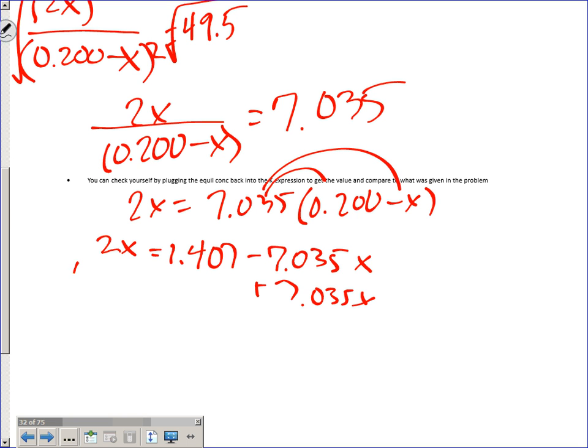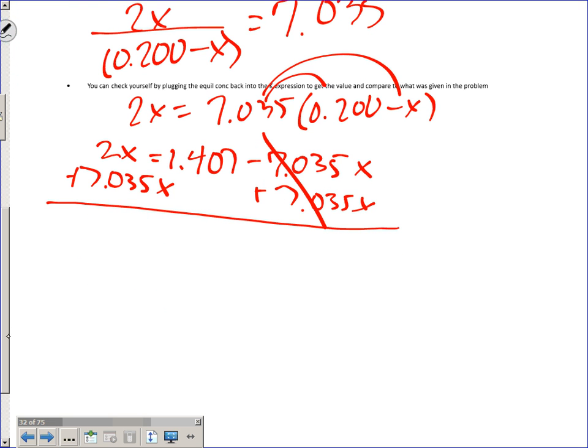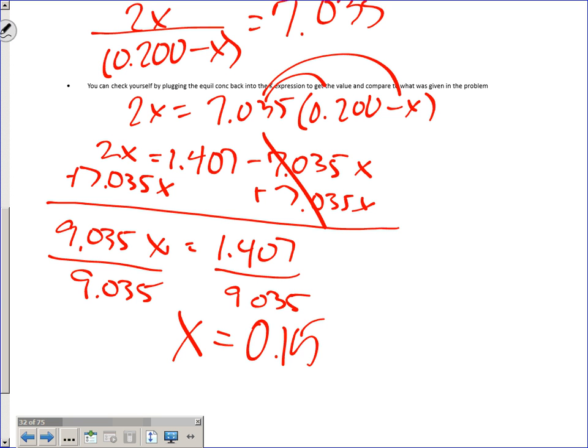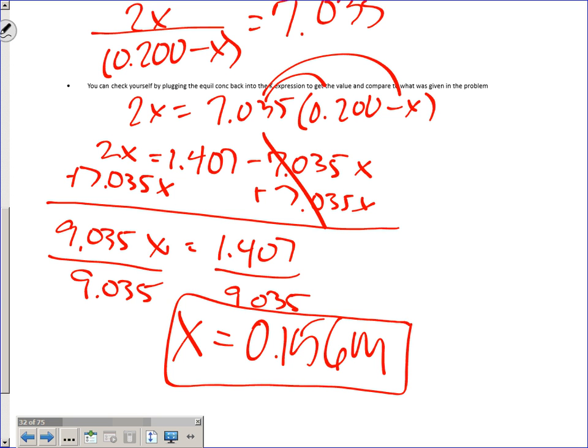And I'm showing literally every step for you right now. I make too many assumptions about math, so forgive me if you're like, geez Louise, she's showing us baby math, but I just got to make sure we're good. So this is 9.035x equals 1.407, so I'm going to write that down, right? And then do what? Divide by 9.035, and x equals 0.156. Something like that. Okay, that's what x is.